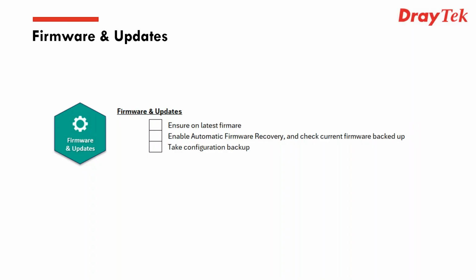The automatic firmware recovery is really helpful because it means that if the router reboots multiple times, then it can recover to a different firmware version. But it's important to check that the firmware it would recover to is the latest version. So you can check to make sure the current firmware is backed up if you've updated, and also take a configuration backup. So this helps with being able to recover the device if there's a hardware failure as much as anything else.